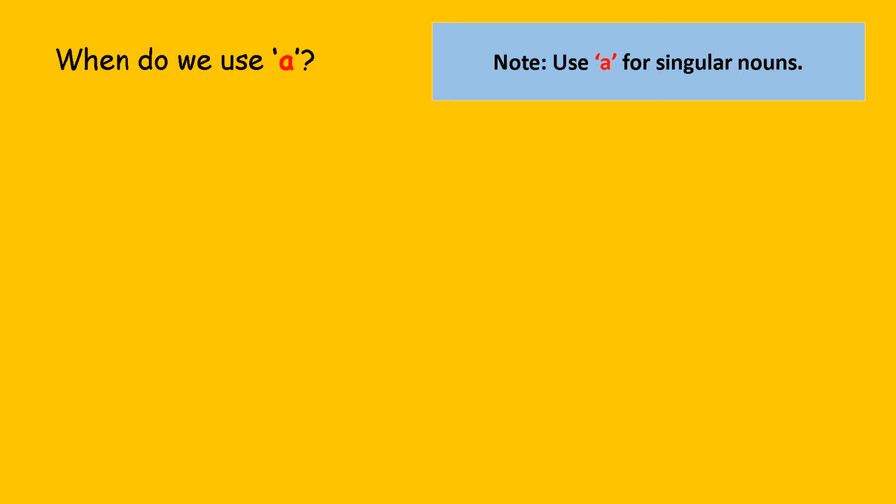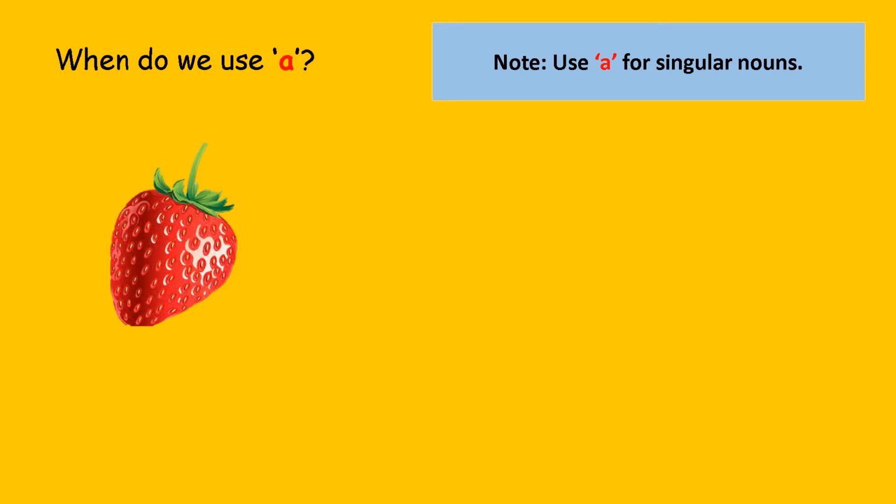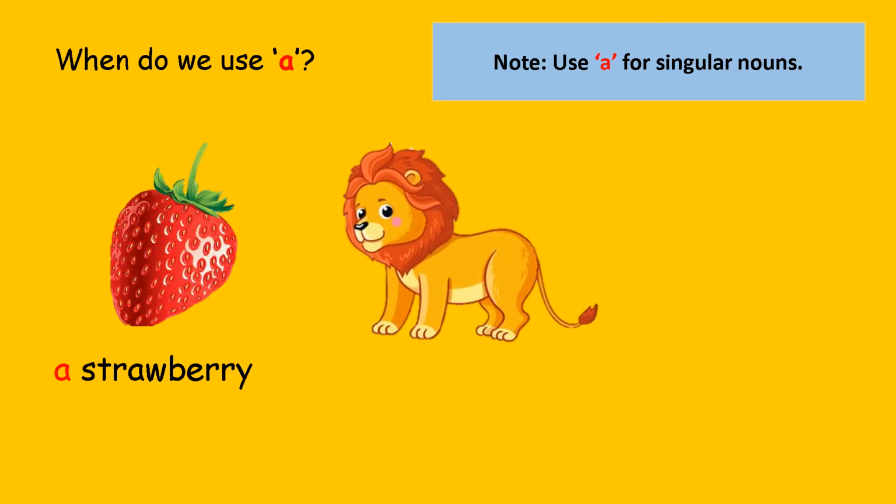First of all, we need to know we use a for singular nouns. Nouns which are in singular. That means only one thing, one object. For example, look at here. We have a strawberry. This is one strawberry. So we use a. Look at this picture. We say a lion because there is only one lion.